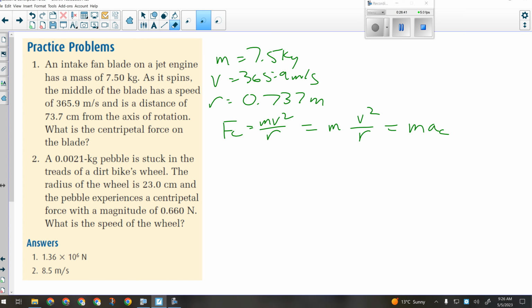All we have to do is plug in our numbers, so 7.5 times 365.9 squared, divided by 0.737, and we should get 1.36 times 10 to the 6 newtons. Is that a lot of force?